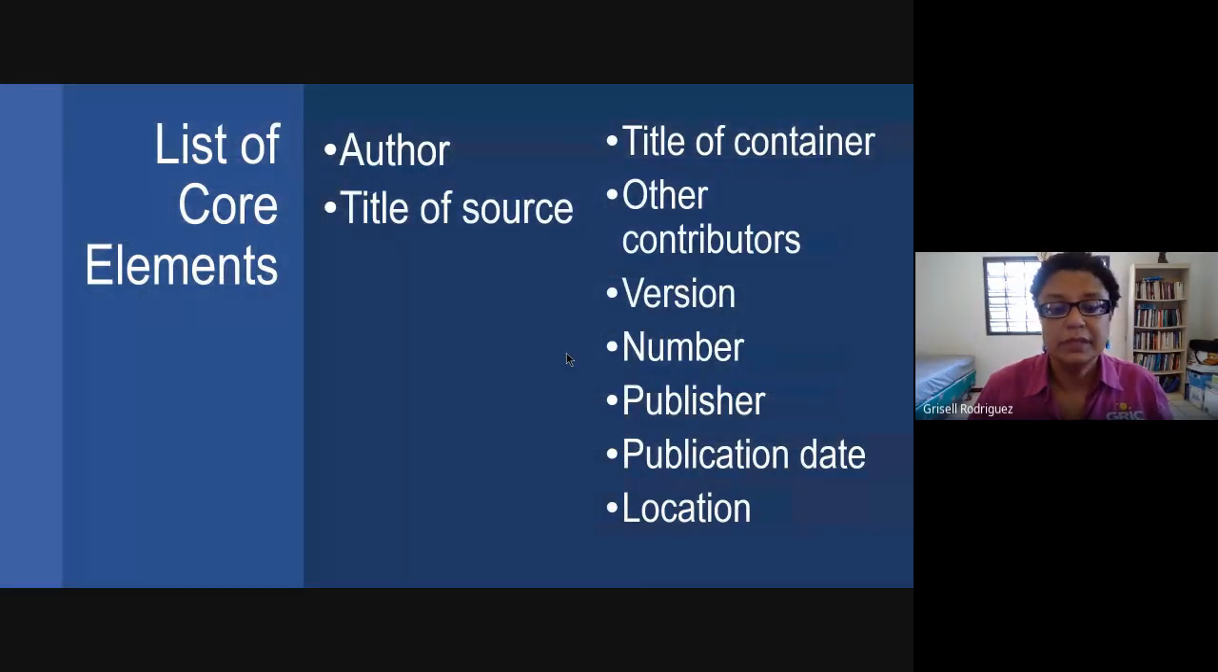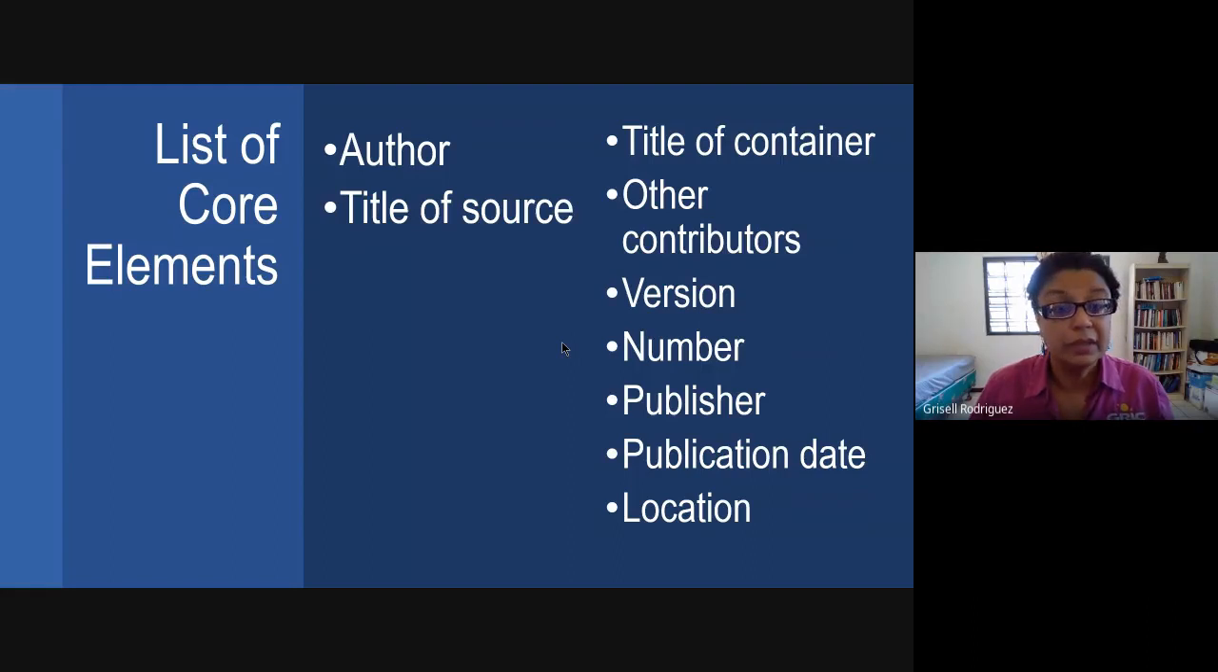This is a list of the core elements. Each source should have an author, and your works cited list should be in alphabetical order by author. If the author is not included, then you should start off your works cited entry with the title of source. In this case, the title of source would be the chapter or the journal article. The title of the container would be the journal title or the book title. Other contributors, in the case of a book, would be a translator or an editor. Version would be second, third, fourth, etc. edition of a book. The number would be like volume, number, or part or section within the journal article.